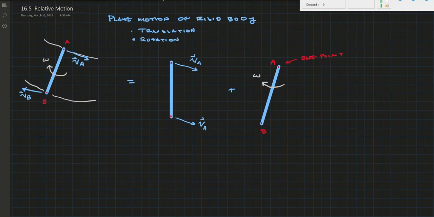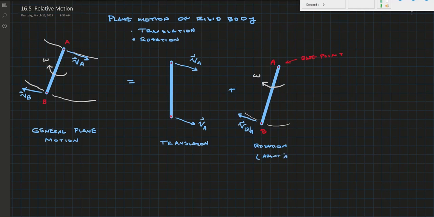And of course, when you have a rotation like that, you have a circular arc here, and we'll have essentially a vector here that is tangent to this arc, which represents the velocity of B with respect to A. So we have general plane motion, which is a composite of translation and a rotation here about A.